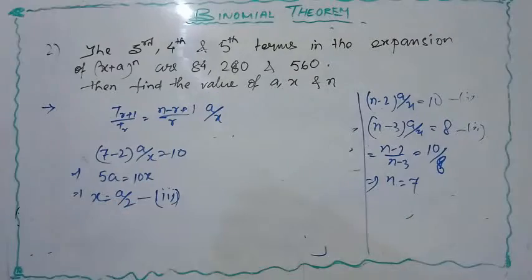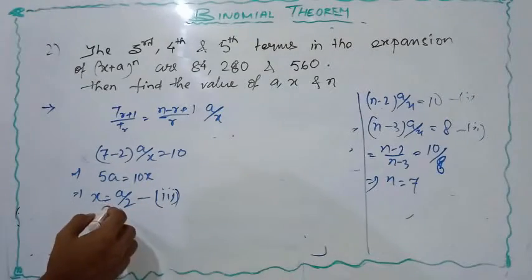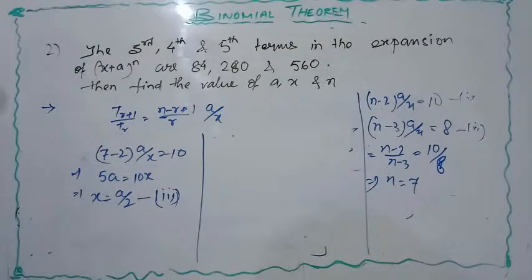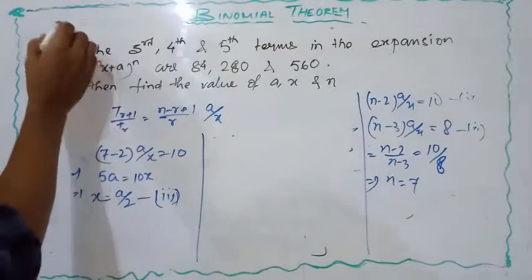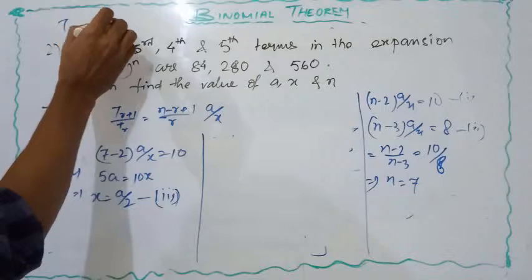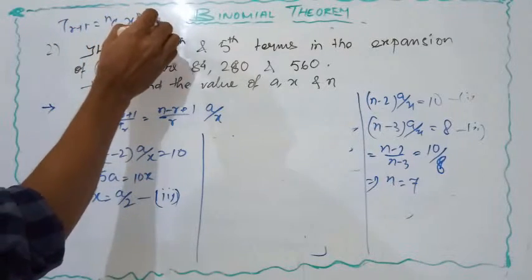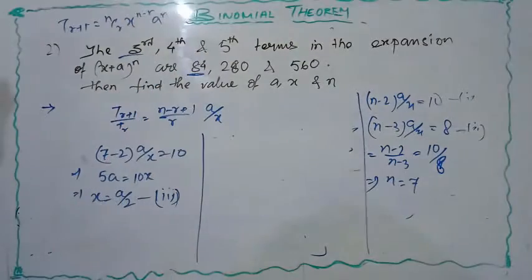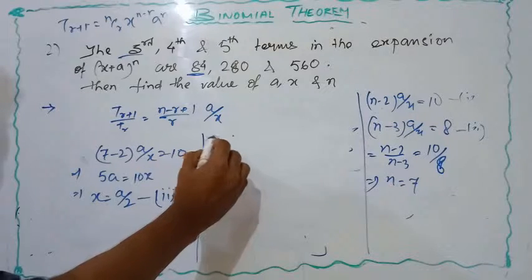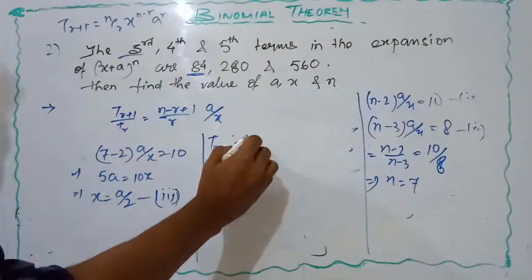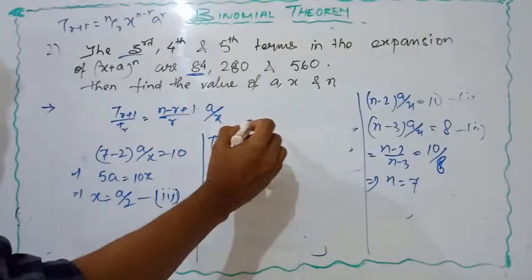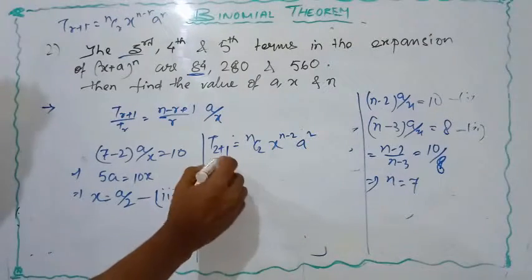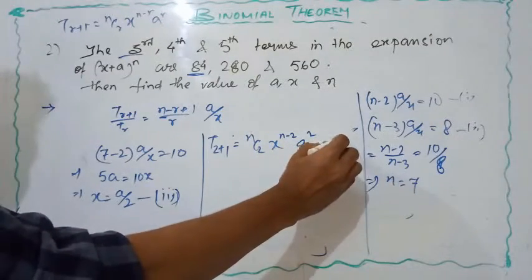Okay, so we have got the value of n is equal to 7 and x is equal to a by 2. Now what is the general expression, that is t(r plus 1) is equal to nCr x to the power n minus r a to the power r, right? So now the third term is given as 84. So what is the third term, that is t(2 plus 1) is equal to nC2 x to the power n minus 2 into a square, right? So this is equal to 84.